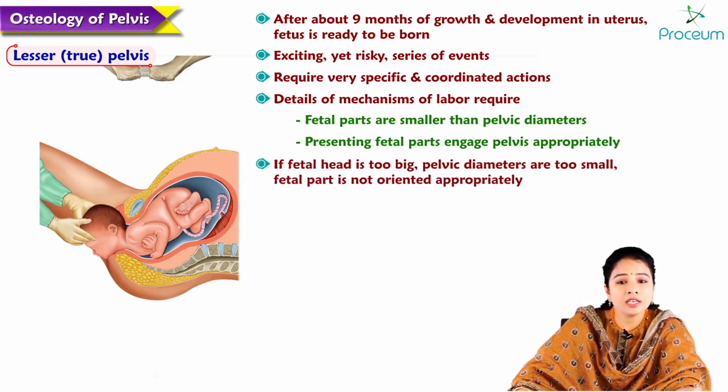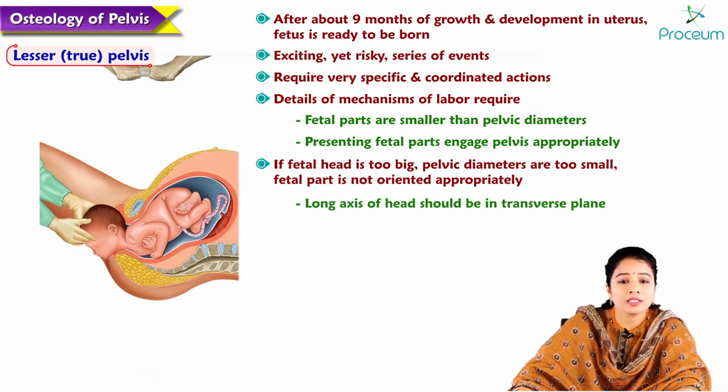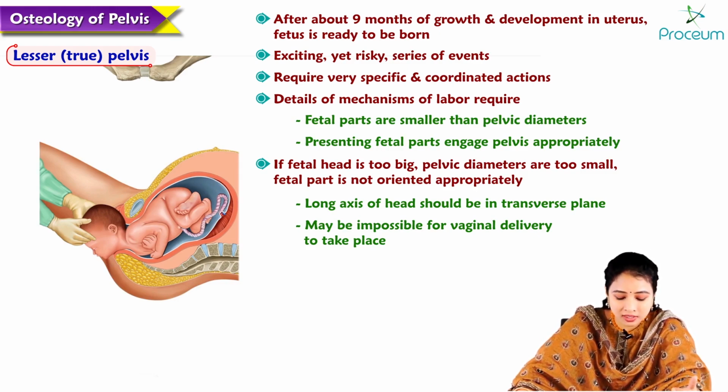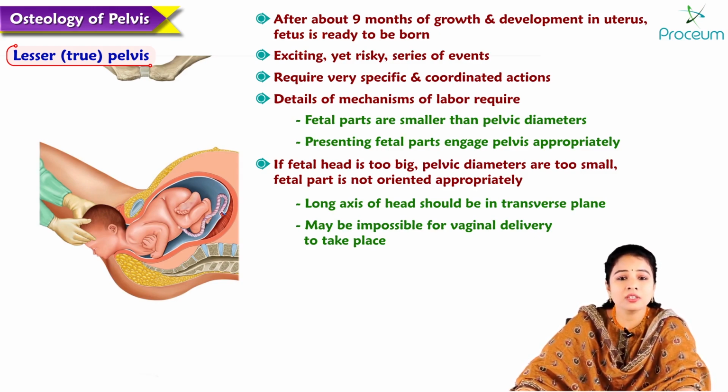So if the fetal head is too big, the pelvic diameters are too small, or the fetal part is not oriented appropriately, that is, the long axis of the head should be in the transverse plane, then it may be impossible for vaginal delivery to take place. So the series of events which happen during labor is very important and associated with the measurements of the pelvis and also the position of the fetus.